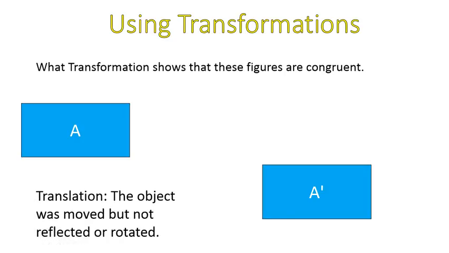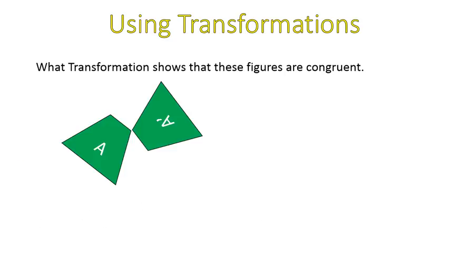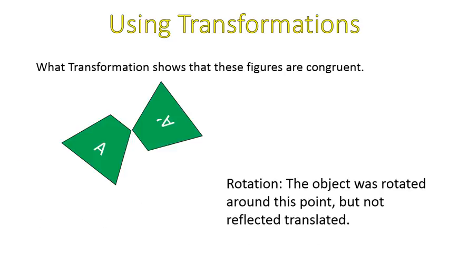Now let's start moving. This is a translation. It just moves from A to A prime. It's not rotated. It's not reflected. This one is a rotation. It's rotated around this red point here. It's not reflected or translated. It's just moved around there.